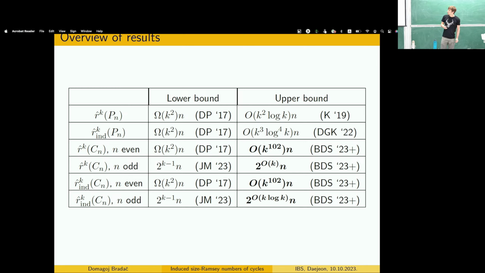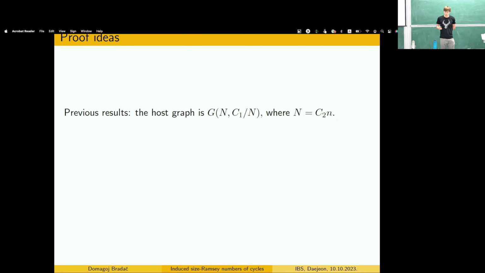So my upper bound is like constructions, right? So you need to construct a graph, and you need to show that no matter how it's colored, you can find a monochromatic cycle or induced cycle, depending on what the problem is. Okay, so the rest of the talk will be focused on giving you some of the ideas of our proofs. And first, it makes sense to say what was done previously.